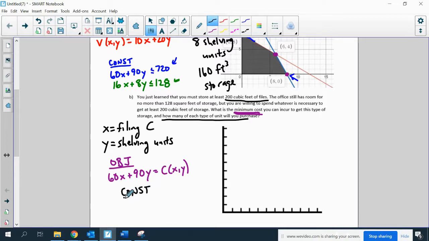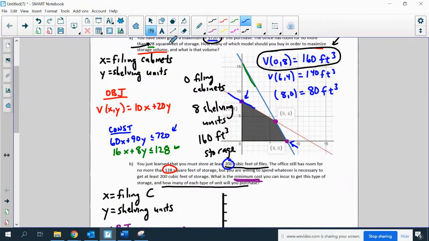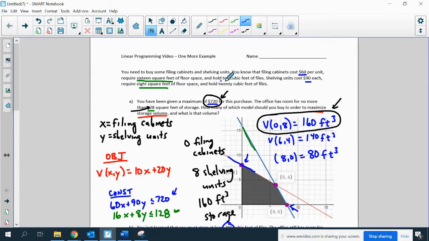So our constraints are going to be, we still have this 128, so 16x plus 8y is less than or equal to 128. And then our new constraint is that we have to have greater than or equal to 200 cubic feet. So 10x plus 20y must be greater than or equal to 200. And remember, the 10 and the 20 came from up here with cubic feet of files.